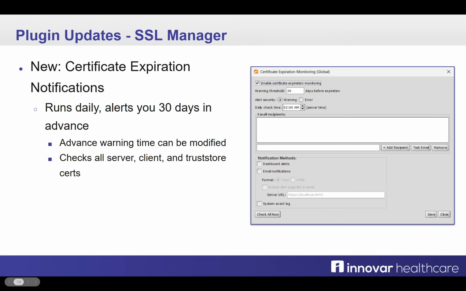We've also added support for certificate expiration notifications. So by default, this will alert you 30 days in advance. That's a customizable window, so if you want to increase it to 45 days or 60 days or whatever, you can do that. It'll run every day, and it's going to check all the server, client, and trust store certs that you have. And you'll notice here in the screenshot, you have different options for notifications: dashboard alerts, emails. Do you want to print in the system event log? That kind of thing. So no more surprise: all your certificates are expired. You'll know in advance that that's coming.